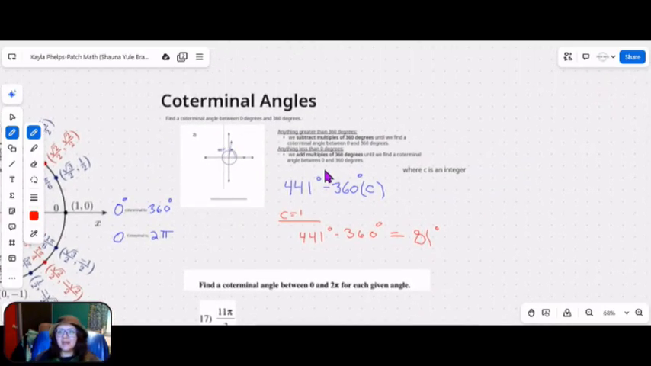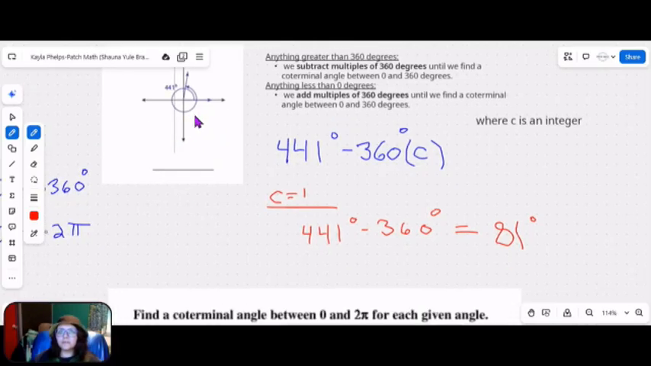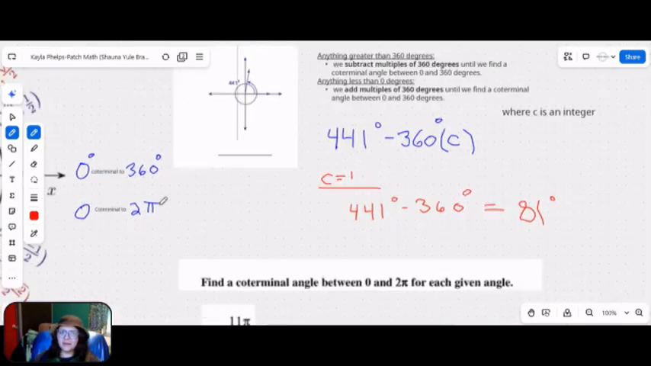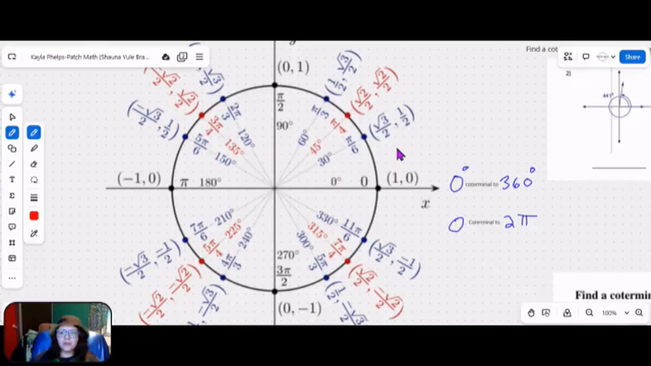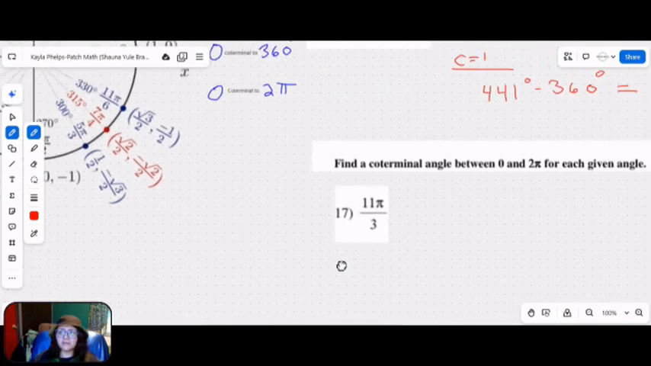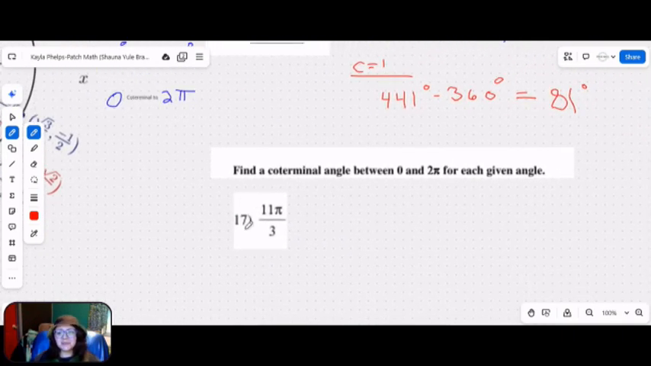Coterminal angles. In the video before this, we found the coterminal angle between 0 and 360 degrees for 441. That coterminal angle in degrees was 81 degrees. Now we found 81 degrees is not on our unit circle, so this is not one where a coterminal angle would have been helpful to use the unit circle, and we'd have to find some other way to solve it. However, I wanted to give you an example in radians and also an example of an angle measure and how you use coterminal angles in pre-cal.